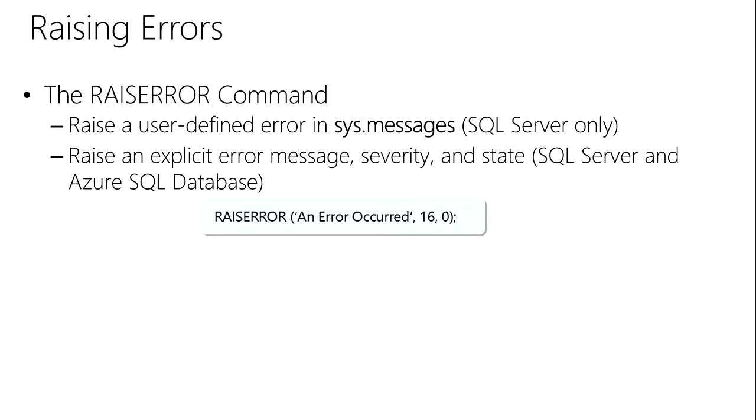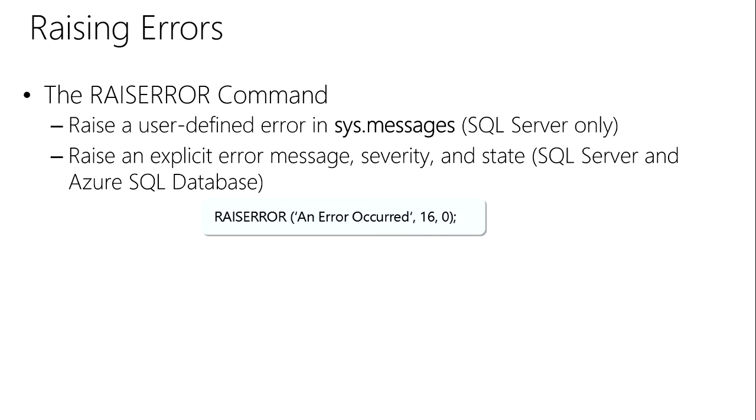I do want to talk about raising errors or throwing errors as the terminology might have it. And let's start with raise error. This is the command that's been in SQL Server for many, many versions. And it's how you raise an error that's in the sys messages table or just an ad hoc explicit error. So in SQL Server, you can use this to raise an error and then just give it the ID of the error, the number, and it will go and look up that error in the sys messages table and raise that error. That technique only works in SQL Server. You can't use that in Azure SQL Database because, as we said before, you don't have the sys messages table.